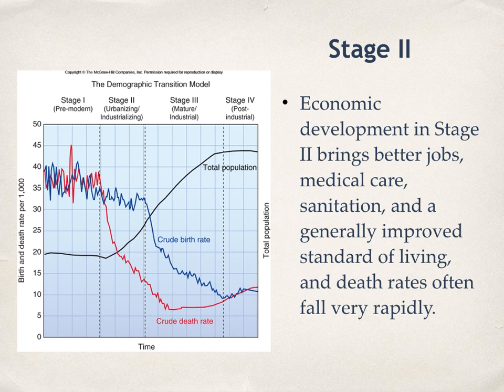Economic development in Stage 2 brings better jobs, medical care, sanitation, and a generally improved standard of living, and death rates often fall very rapidly. Birth rates may actually rise at first as more money and better nutrition allow people to have the children they always wanted. In a couple of generations, however, birth rates fall as people see that all their children are more likely to survive and that the whole family benefits from concentrating more resources on fewer children.